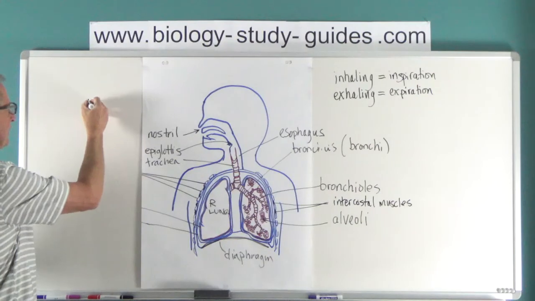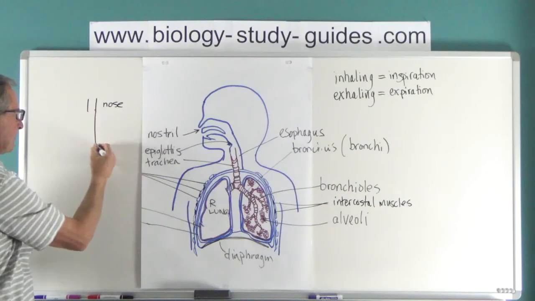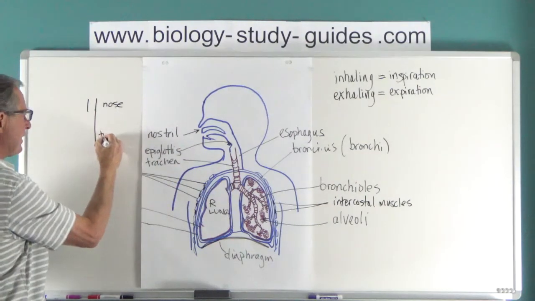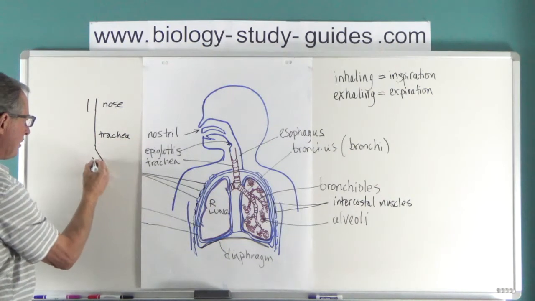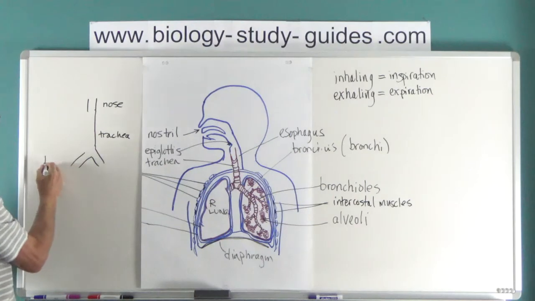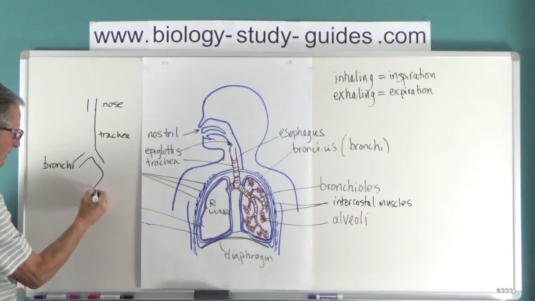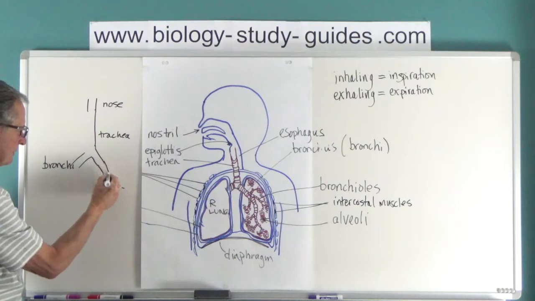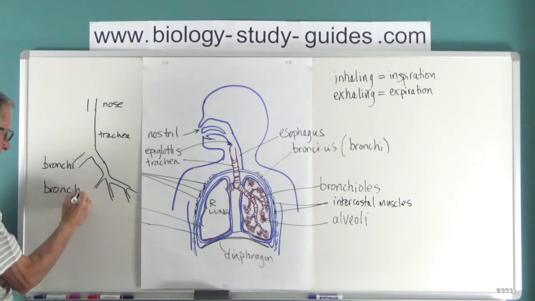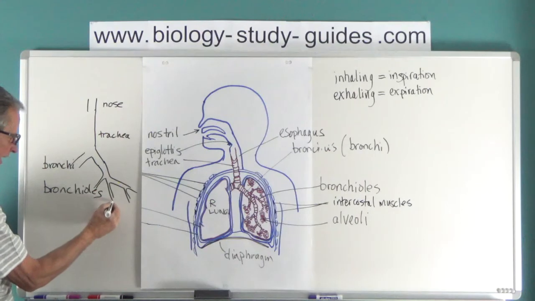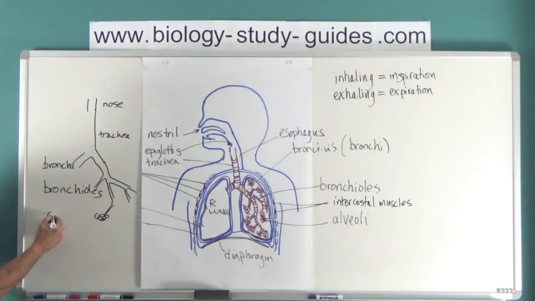basically the nostrils up here. This is the nose, nostrils. By the time we get past there, we're talking about the trachea. And the trachea branches, obviously, to bronchi. So these are bronchi. And they branch into smaller branches, and smaller branches called bronchioles. And at the end of the bronchioles are the alveoli.